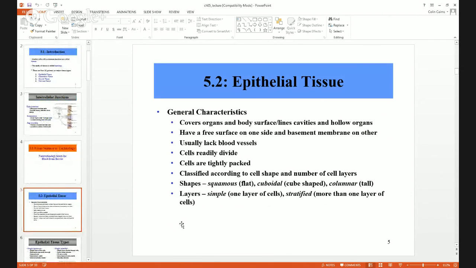The general characteristics of epithelial tissue include the fact that they cover organs and body surfaces and hollow organs, have a free surface on one side and a basement membrane on the other side, usually lack blood vessels, they readily divide, they're tightly packed, and are classified according to either cell shape or the number of cell layers. The shapes can be either squamous, flat, cuboidal, cube-shaped, columnar, which are tall. The layers can be either simple, one layer of cells, stratified, more than one layer of cells.